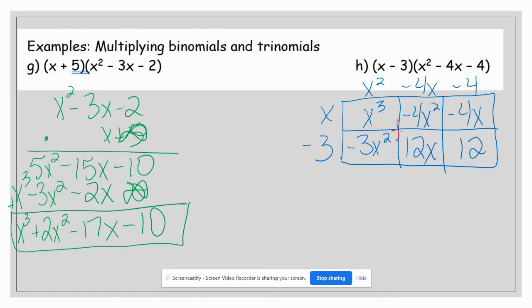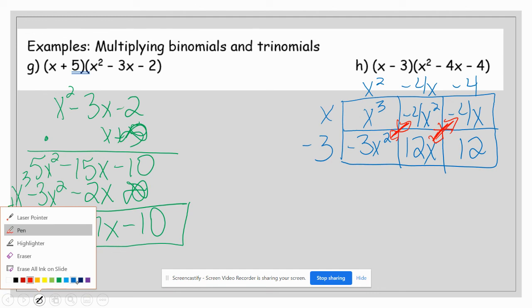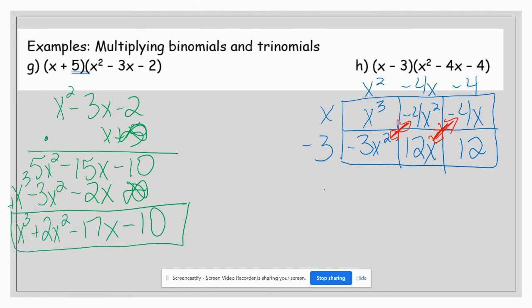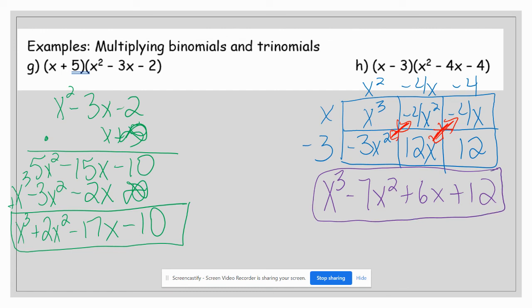Remember that these are a bunch of addition signs in here, so we're combining like terms. Our like terms are diagonal to each other. And so if I were going to write my final answer, I have x to the third. Negative 3x squared plus negative 4x squared is negative 7x squared. 12x plus negative 4x is positive 6x. And then we have a positive 12 at the end. Third power, second power, first power, constant. Our answer is in standard form.